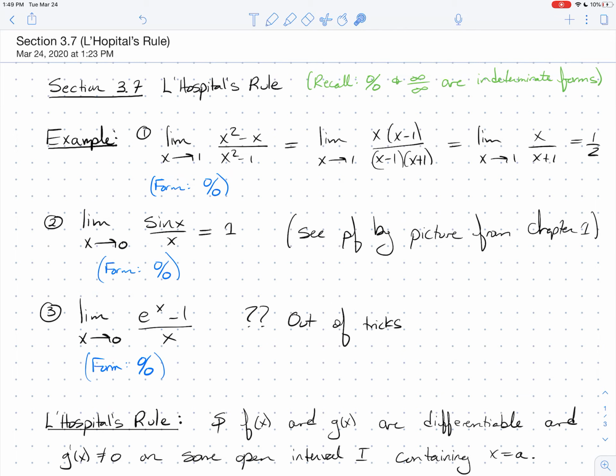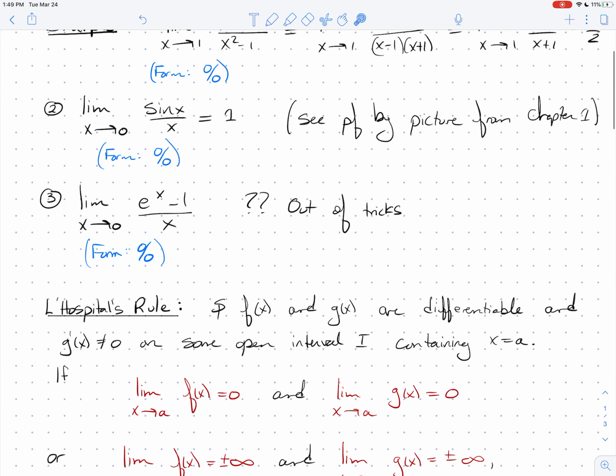So in class, we started by looking at examples like example 1, and even though the form here was 0 over 0, which was indeterminate, we were able to use algebra to simplify and then work it out, and we got a half. Example 2, same thing, 0 over 0, but using a proof by picture way back in the beginning of the course, we got 1. But example 3 sort of pushes us to the boundary of our abilities here. We're no longer able to use algebra or pictures to solve this. Notice the form, 0 over 0, but we were stuck.